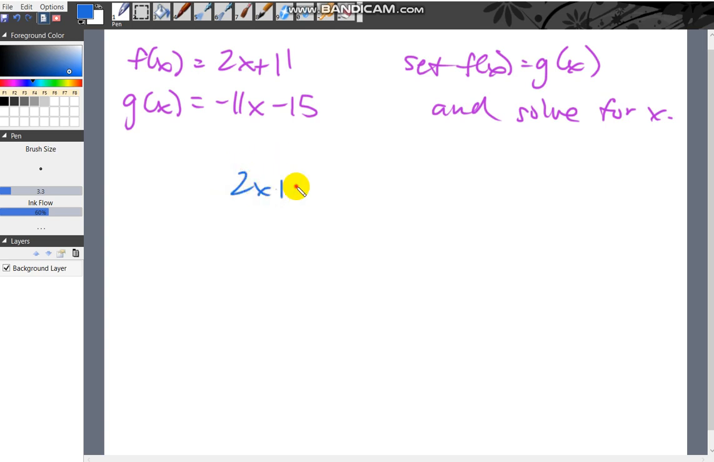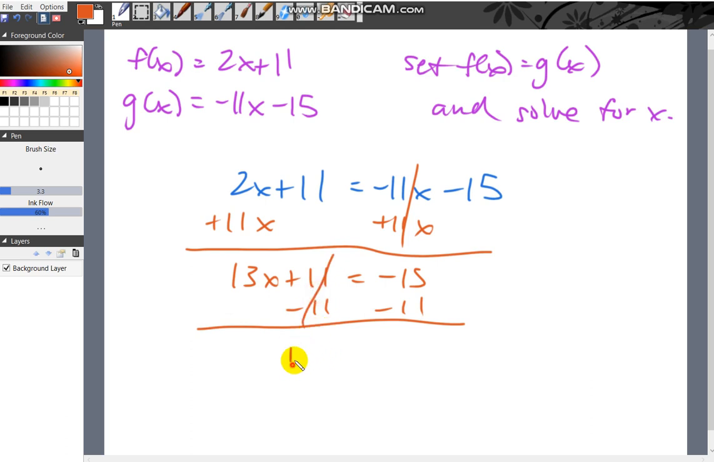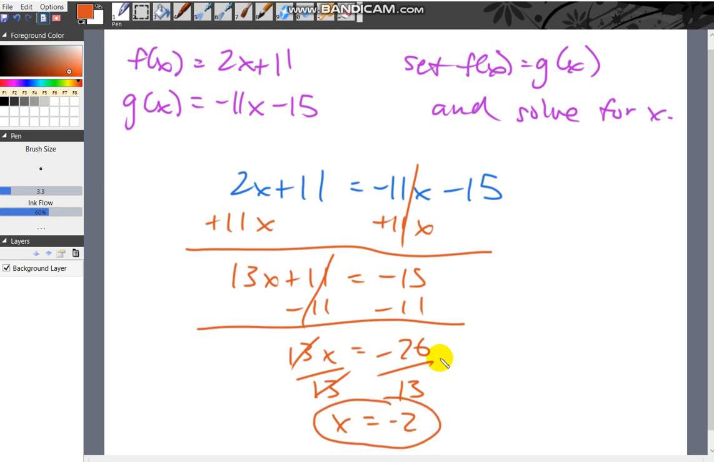So we have 2x plus 11, and this equals negative 11x minus 15. Now we can combine like terms. We can add 11x to both sides. That cancels, and we get 13x plus 11 equals negative 15. We subtract 11 on both sides, and we get 13x equals negative 15 minus 11, which is negative 26. Divide by 13 on both sides. 13 cancels out, and we get x equals negative 2. Now that we've solved for x, that's all we needed to do.